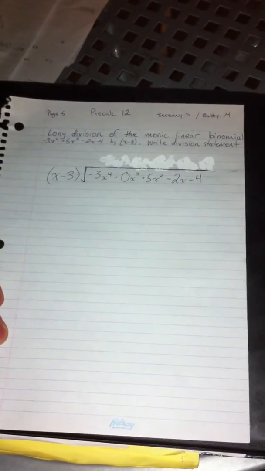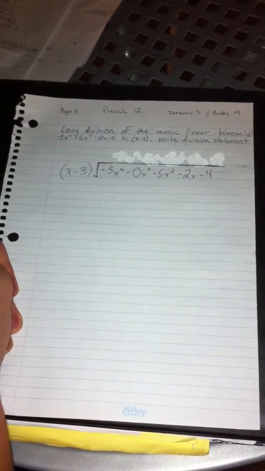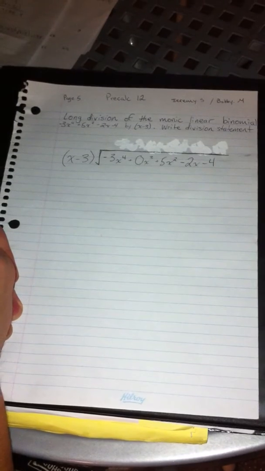Long division of the monoclinear binomial: negative 3x to the power of 4 plus 5x squared minus 2x minus 4, divided by x minus 3. And we must also write the division statement.